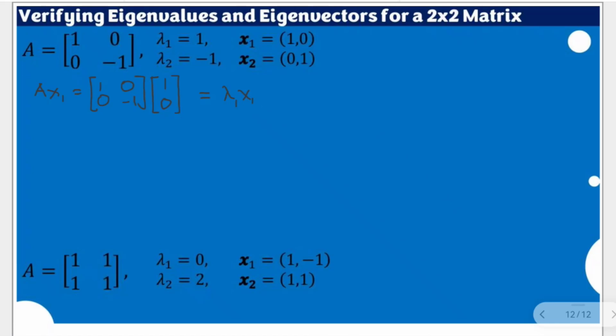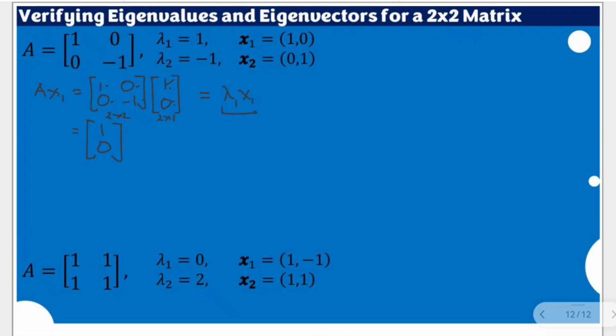If we could represent the product of this by the product of the eigenvalue together with its corresponding eigenvector, then we have verified as such. So if we're going to multiply this, of course, this is a 2 by 2 matrix to be multiplied by 2 by 1, so the result should be 2 by 1. You multiply this 1 times 1 is 1, 0 times 0 is 0, so you have 1 here. And then for our second entry, 0 times 1 is 0, negative 1 times 0 is also 0, 0 plus 0, 0. This is the result if we're going to multiply A by our first vector x sub 1.